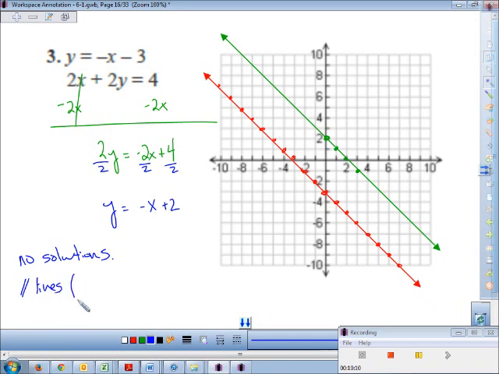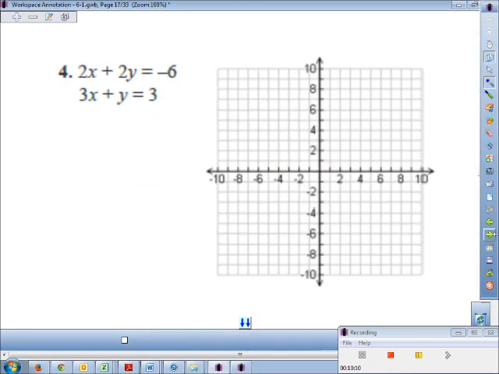Then you tell me how you knew that. Because they had the same slope. So we put both of them in slope-intercept form, and they ended up being parallel lines to each other, because they had the same slope of negative 1 both times. Let's keep moving. We got to put both these in slope-intercept form.